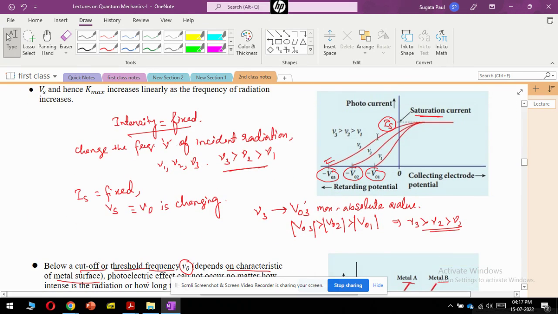And second is that changing the frequency of the incident radiation, keeping the intensity fixed, does not change the saturation current value, it only changes the stopping potential values. And that is linearly proportional to the frequency change. That means if the frequency is increasing, then the absolute value of the stopping potential will also be increasing. That will mean the maximum kinetic energy of the photoelectron is also increasing, because we have already mentioned that the maximum kinetic energy, half m v square max or K max, is equal to minus e times Vs, where Vs is the stopping potential. So K max is proportional to Vs. Vs increasing means K max is also increasing.